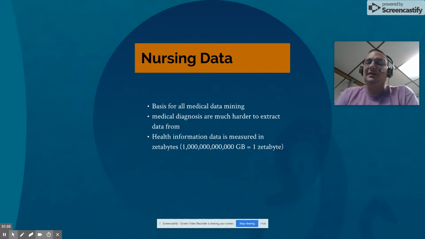So let's think about that for a second. A zettabyte is 1 and 12 zeros worth of gigabytes. So our average computer at home that we're working on right now is between 500 gigabytes and a terabyte or 1,000 gigabytes. This is 12 times that. So this is a huge, huge difference in a mountain of data that we have to work through to get the data we need to data mine.